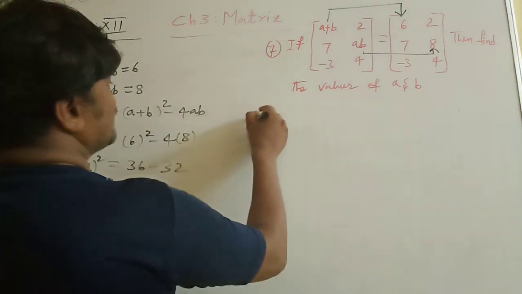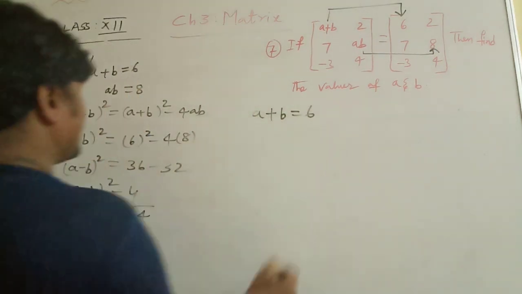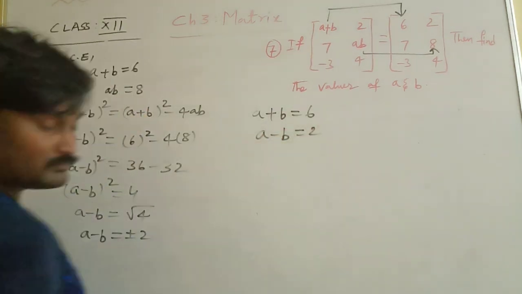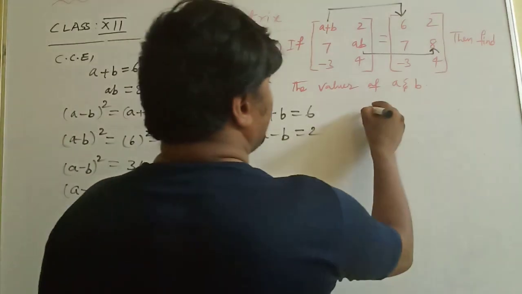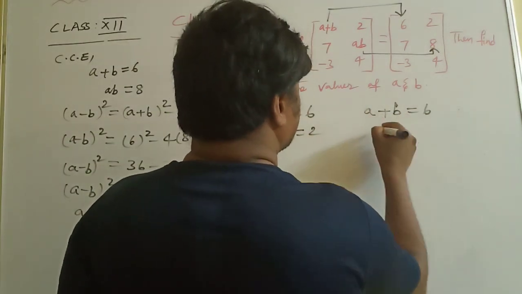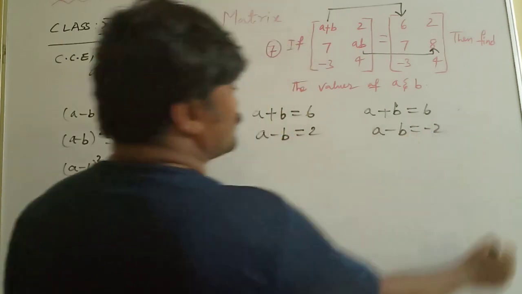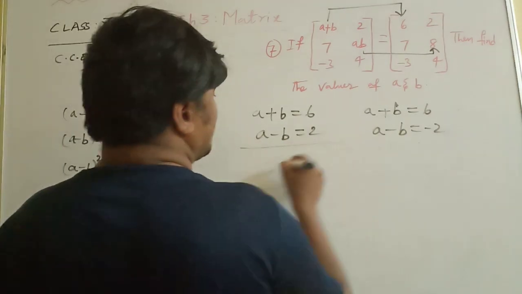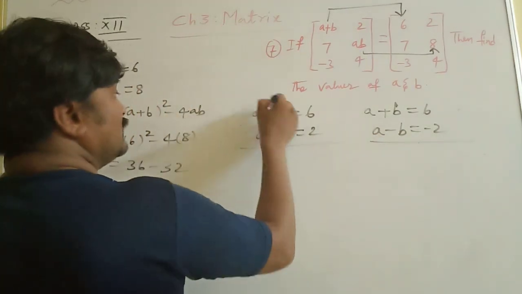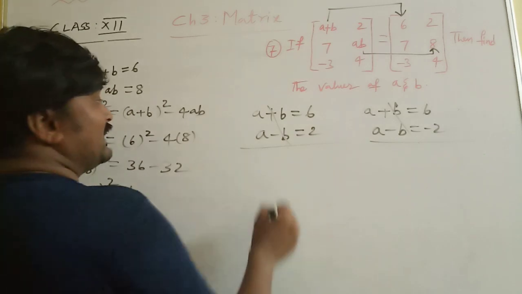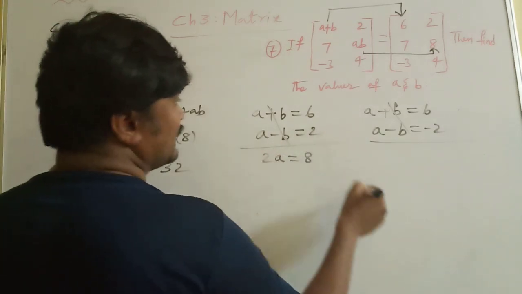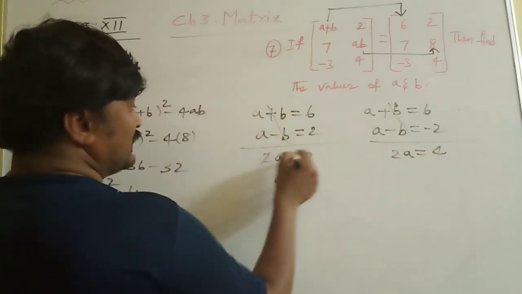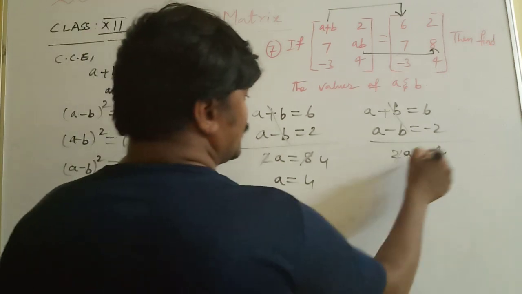So here we take A minus B as plus 2, and A minus B as minus 2. Now how to solve it: first, A plus B is equal to 6 and A minus B is equal to plus 2. With the same method, A plus B is equal to 6 and A minus B is equal to minus 2. First add both, minus B plus B gets cancelled. 2A is equal to 8 here, and here 2A is equal to 4.